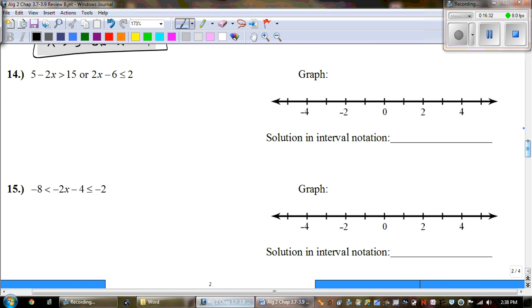Okay, 14. Once again, there's the or. So we're going to break these down into 2. And you guys are all on your own. Okay, giving you a heads up. Watch out for that negative sign. Go ahead and pause the video, solve it, and graph it. Good luck.